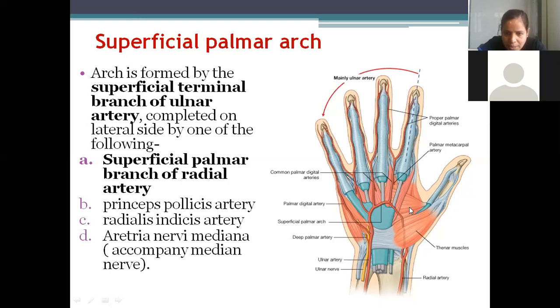So instead of the superficial palmar branch, the continuation of the superficial branch of the ulnar artery may join one of these. It may join princeps pollicis, which is moving towards the thumb. It may join radialis indicis, or there may be one more artery which is called arteria nervi mediani, which is accompanying the median nerve. I hope you understood the point.